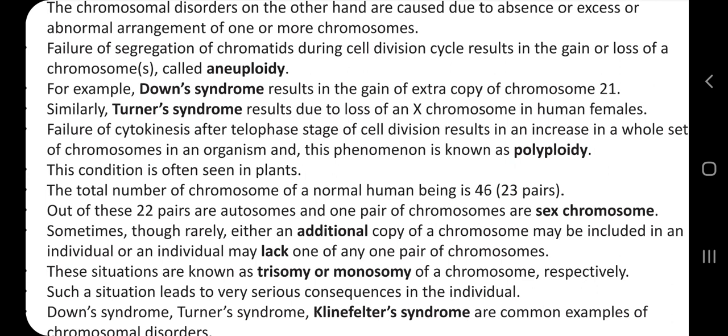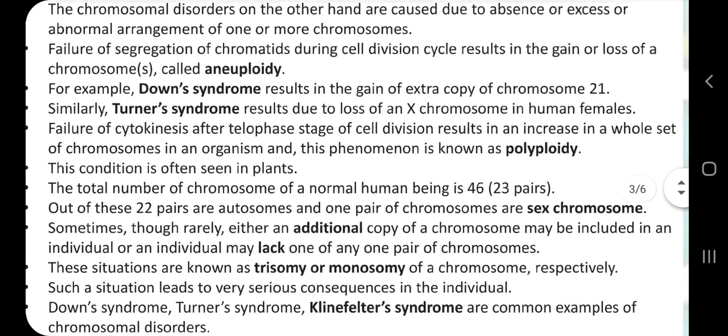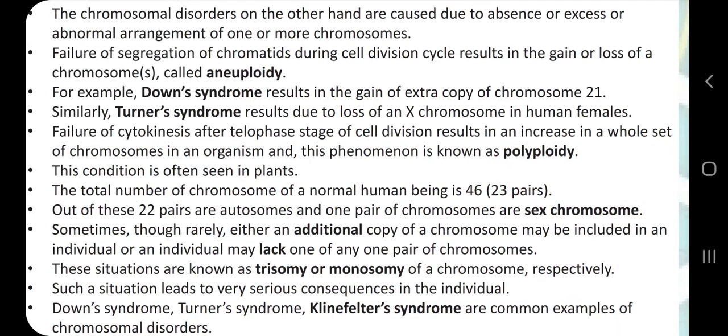Now, failure of cytokinesis after the telophase stage of cell division results in an increase in a whole set of chromosomes in an organism, and this phenomenon is called polyploidy. So what is polyploidy? As I mentioned earlier, there is haploid, diploid, triploid, tetraploid, hexaploid. These conditions other than haploid and diploid are called polyploid.